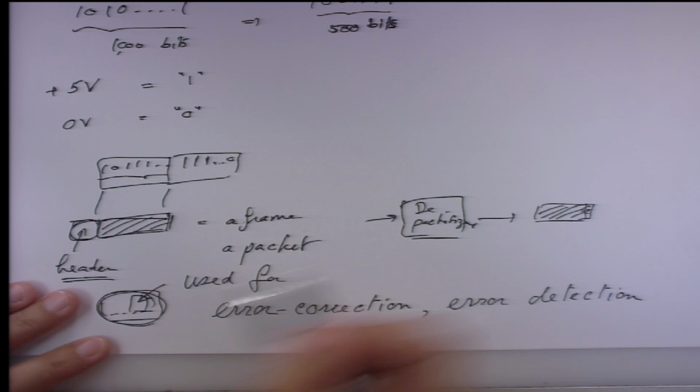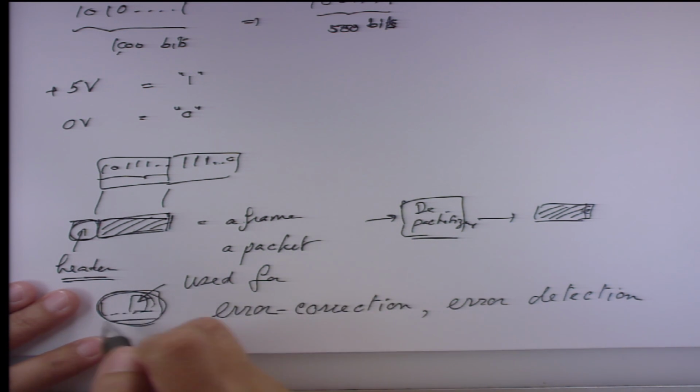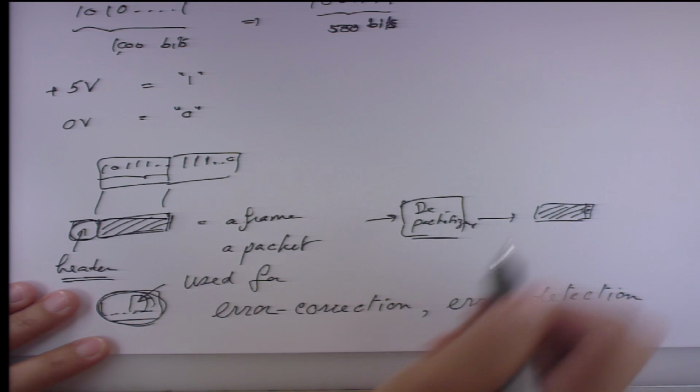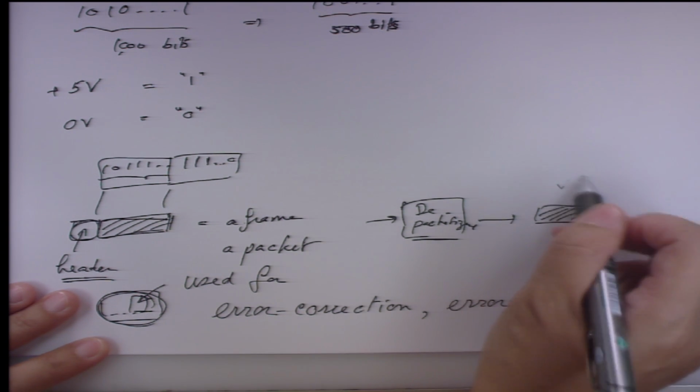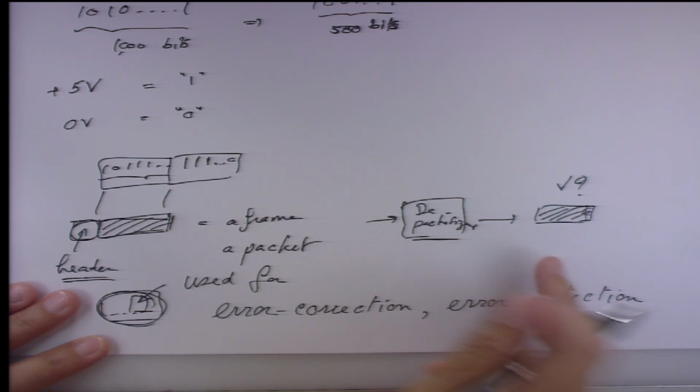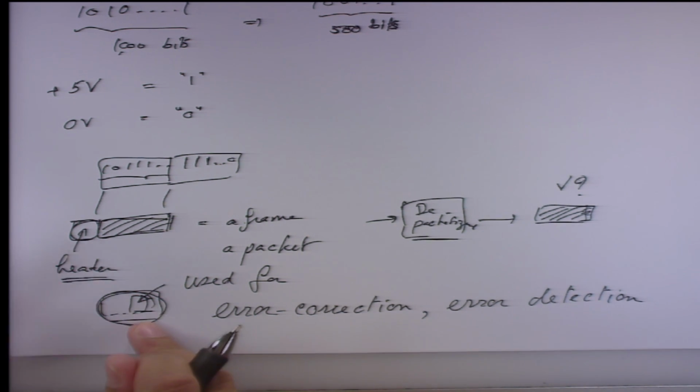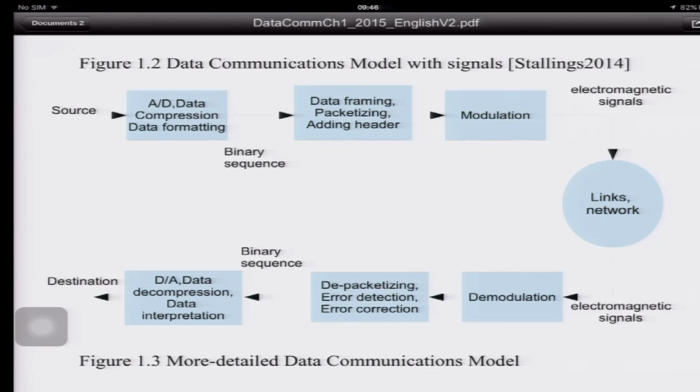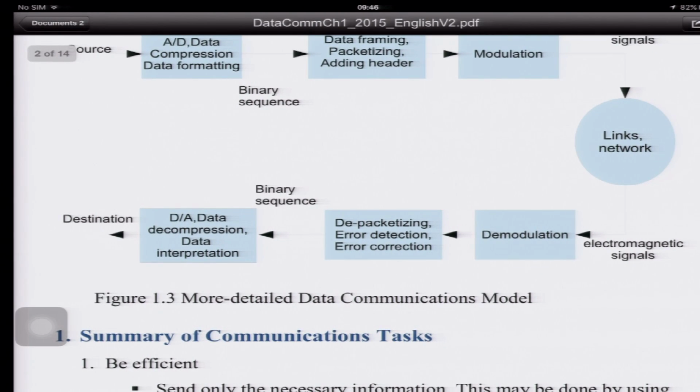So when you depacketize by taking the header out, you don't just throw it away. You have to read the header: what is the destination, what is the format, the information inside the header. And if you have error control in here, like error correction or error detection, then you can use it to check whether the received data is correct or not, using the bits here. That's why I put here error detection and error correction.